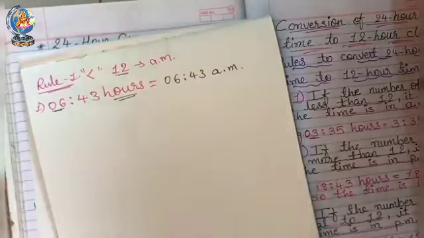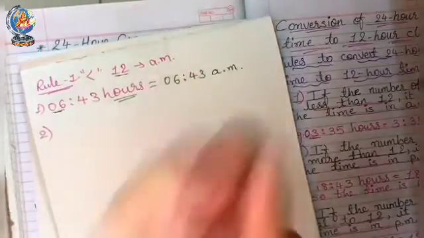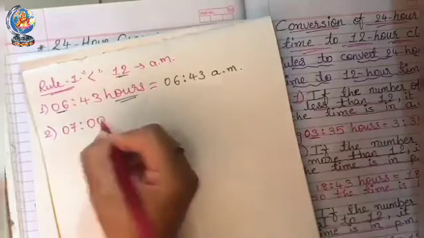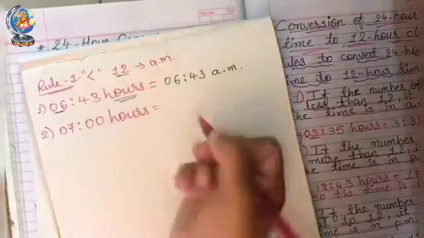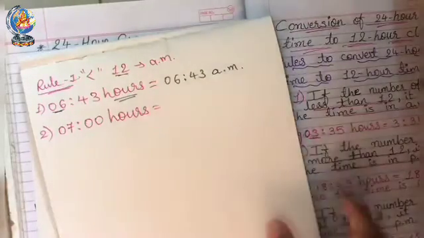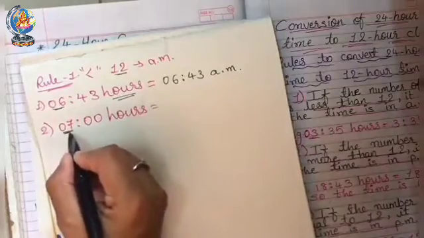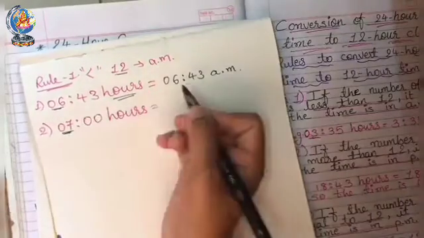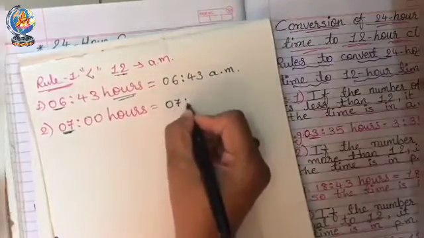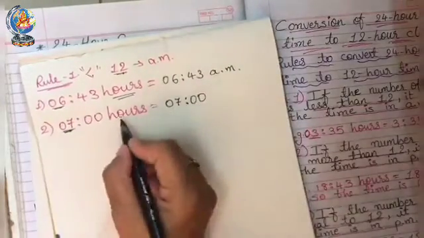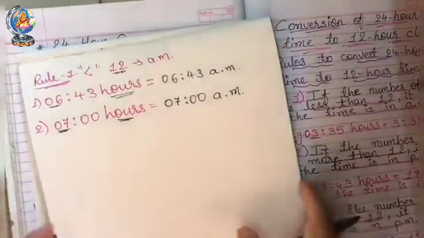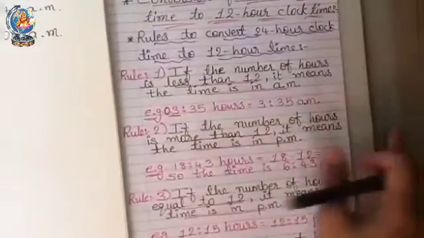One more example. Our breakfast time, 7 o'clock. 7 hours, right? We can say that 7 hours. So how can we convert this 7 hours into 12-hour clock time? Simple. Check whether your hour is greater than or less than 12. Less than 12, right? So we can write 7 as it is. If it is less than 12, then instead of "hours", we have to write AM. Okay, clear? Let's go with rule number 2.